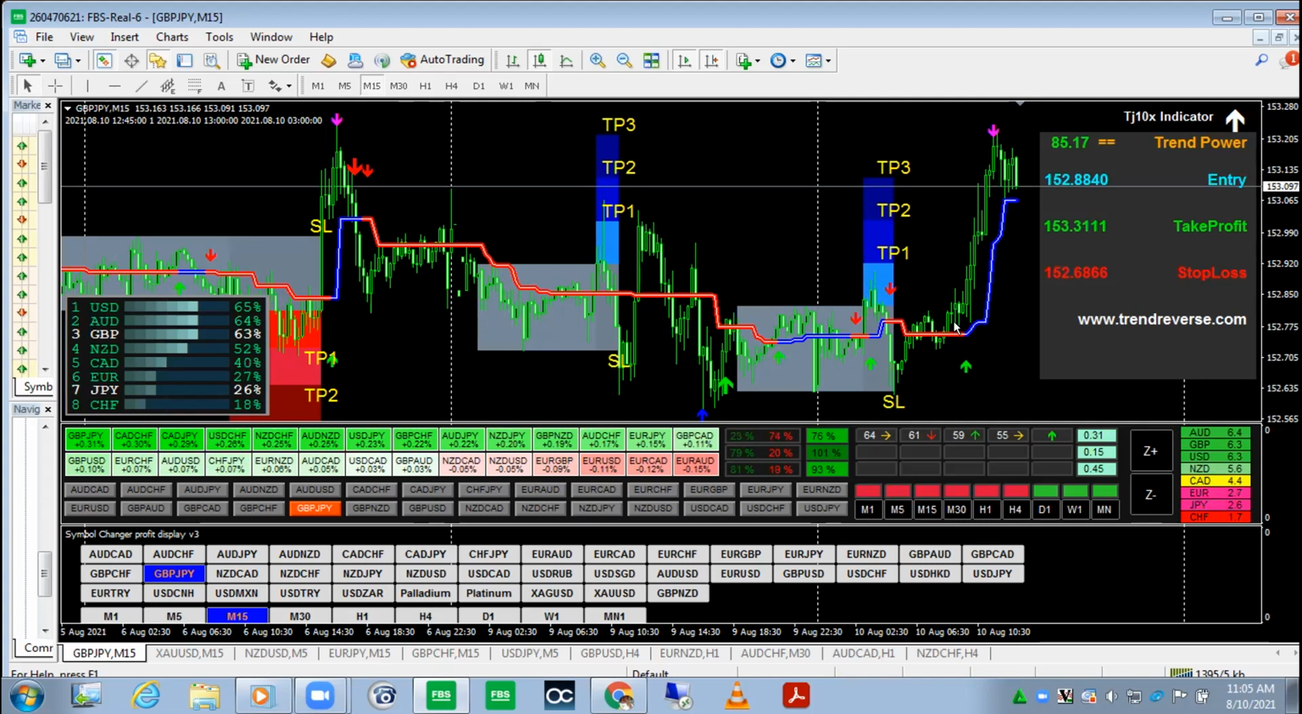Now, for instance, you've entered a trade here. Do you understand? And it now goes up to this point, and you see this signal. What do you have to do? Get out of the market. You wait again till you see an up signal again, and you join it again.